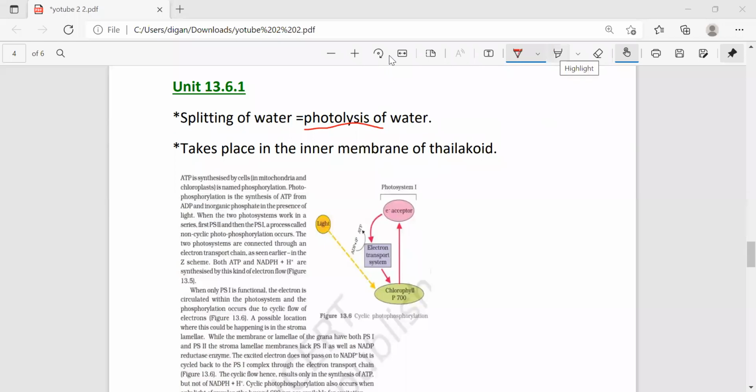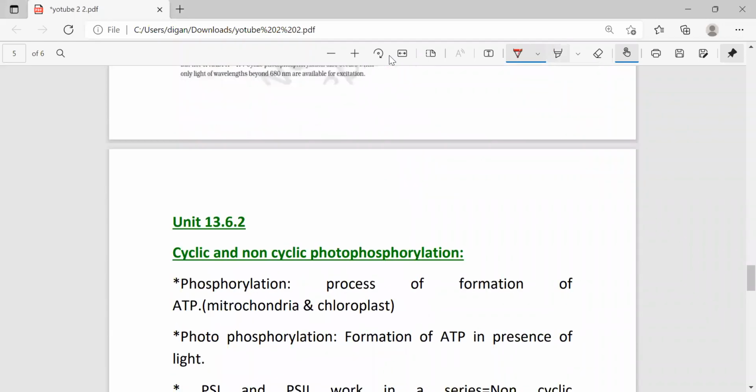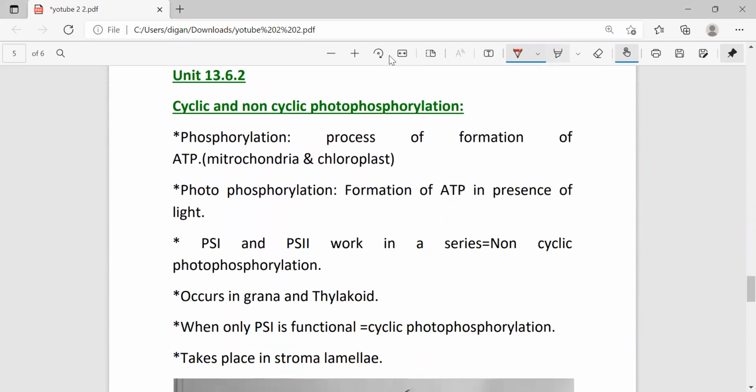Now, students, go for the last topic of today's video. It is in your NCERT book, 13.6.2, that is cyclic and non-cyclic photophosphorylation. So, phosphorylation means the process of formation of ATP, and it takes place in mitochondria and chloroplast. And photophosphorylation means formation of ATP in presence of light. Formation of ATP is phosphorylation, but when it takes place in presence of light, then it is called photophosphorylation. Photo simply means light.